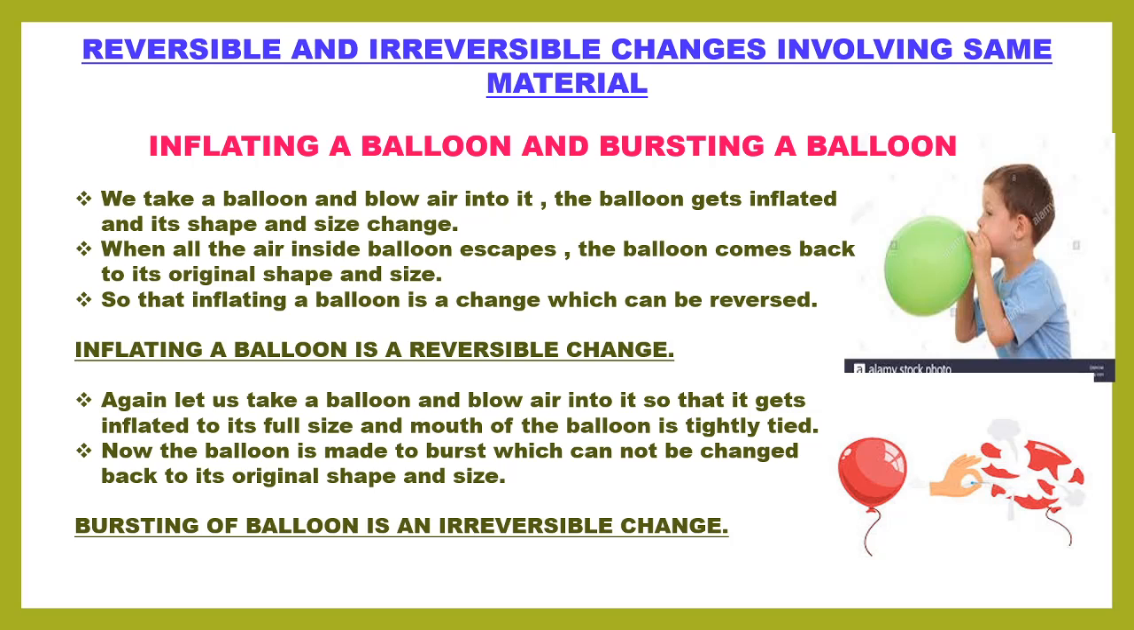That means the balloon will be in the form in which we had started the experiment, but the shape and the size will not be the same as before. Due to its bursting, the air comes out of the balloon and it may become two dimensional, but the exact shape and size will not be similar. So from this experiment we can say bursting of a balloon is an irreversible change. Irreversible means it cannot be reversed back.